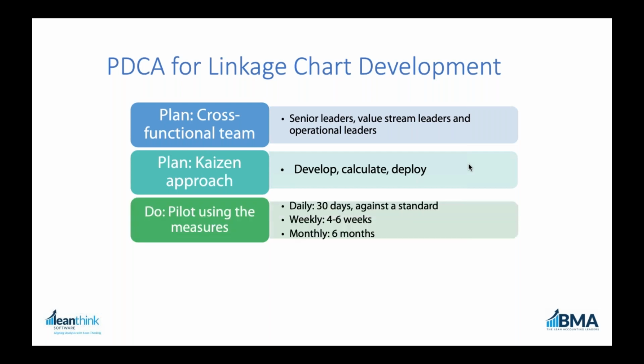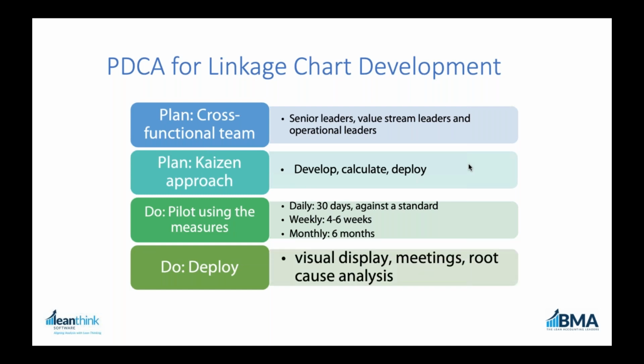Then we have the do process. So we're going to pilot. Any daily measure should be used for 30 days, and we look at it against some standard of performance. Weekly, you probably need 4 to 6 weeks. Monthly, you might need about 6 months. So we deploy these measures visually. We conduct daily, weekly, monthly meetings, and we begin to use the measures. This is about root cause analysis, and this is the primary purpose. So it's a learning process.